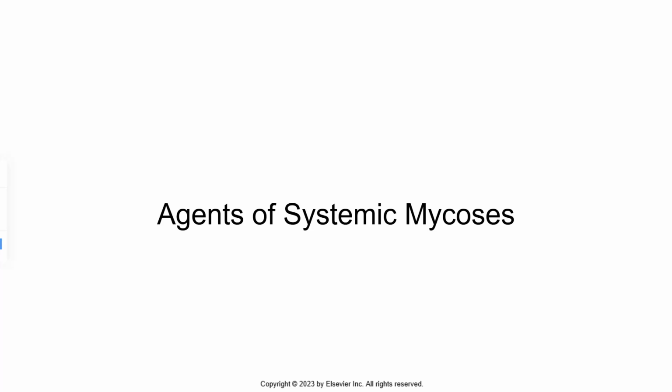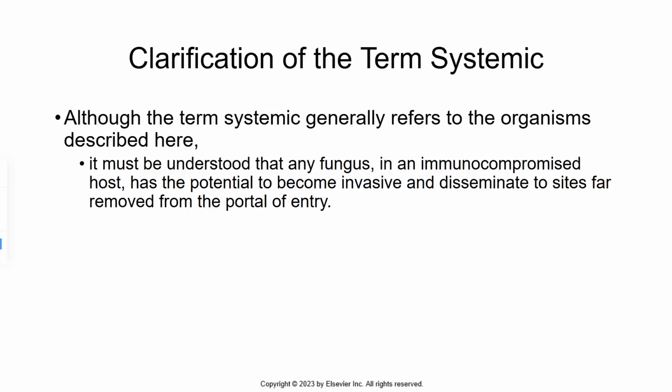So moving on to agents of systemic mycoses. Clarification of the term systemic. Although the term systemic generally refers to the organisms described here, it must be understood that any fungus in any immunocompromised host has the potential to become invasive and disseminate. So pretty much any organism in the immunocompromised can be systemic. The ones that we're talking about specifically in this slideshow can do it even in a healthy individual.